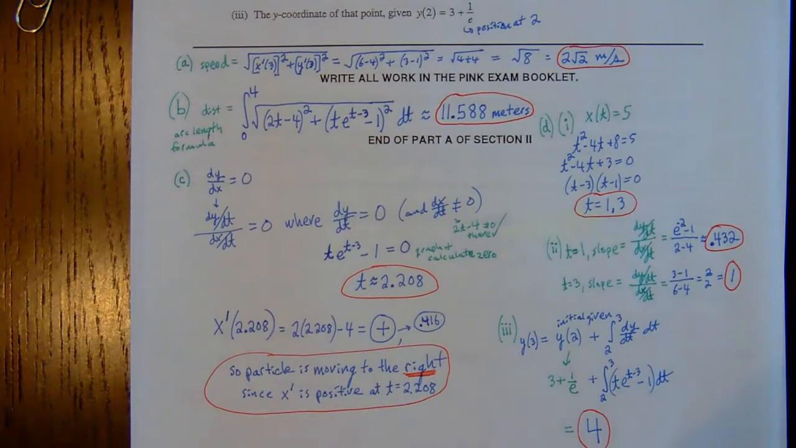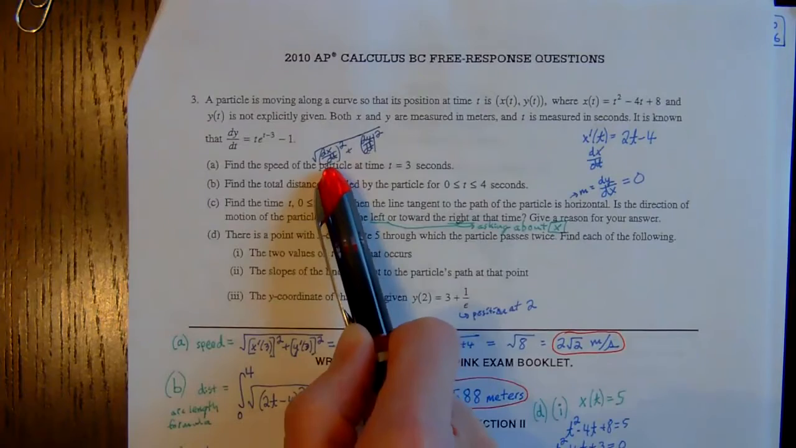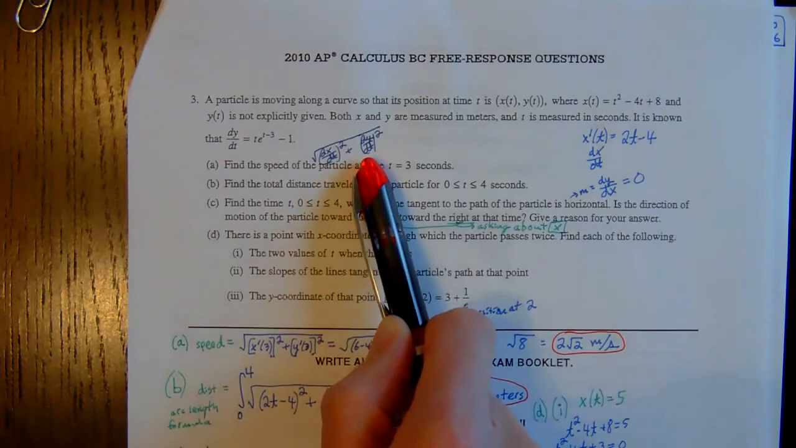Got another parametric one right here. There's all my working answers if you just need to check certain parts of this one. Part A is talking about the speed. You have a speed formula. It's just the square root of dx/dt squared plus dy/dt squared at 3.